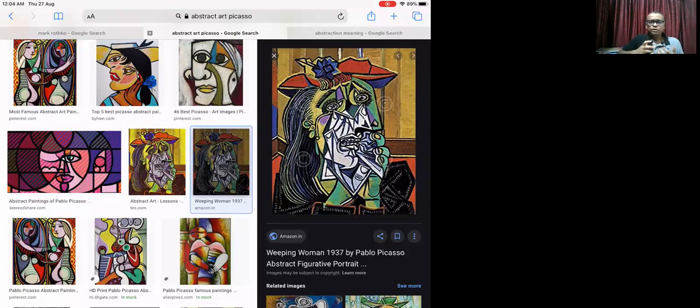It also tries to capture the mood. When you see somebody crying, or when you cry yourself, I'm sure all of you must have had this experience at least sometime in your life. It is also the mood of, or the act of crying, the sorrow, the melancholy. That is something that perhaps this painting tries to capture.